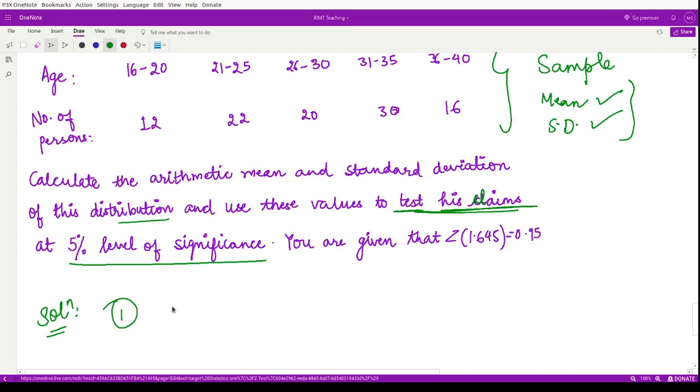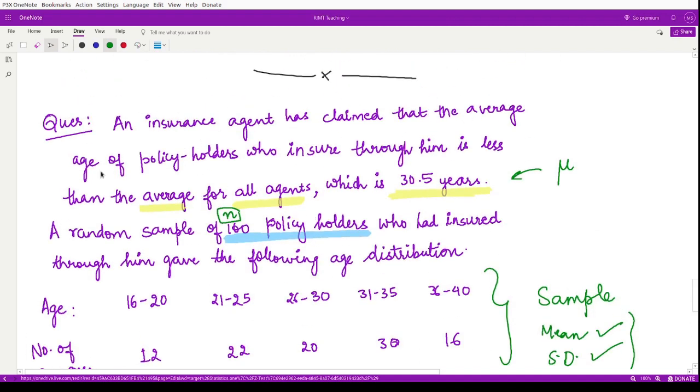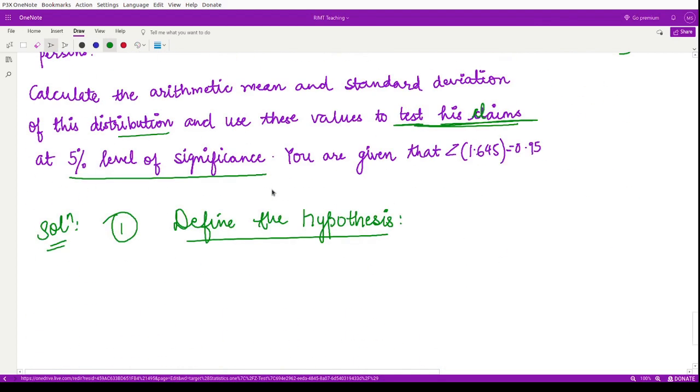So the first task is to define the hypothesis. Here you should note what thing you want to test. You wanted to test the claim made by the insurance agent. What did he claim? He claimed that the average age of policy holders who insured through him is less than the average for all agents. So he wanted to check that the average age of policy holders is less than 30.5 years.